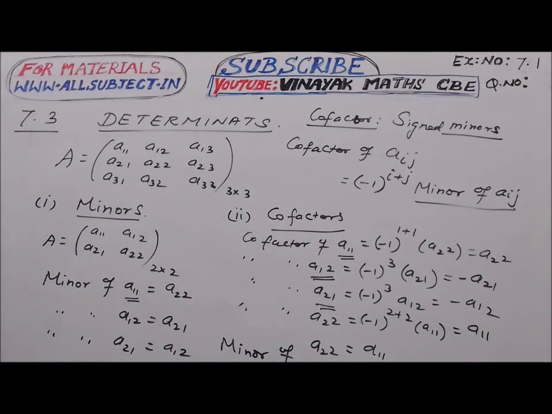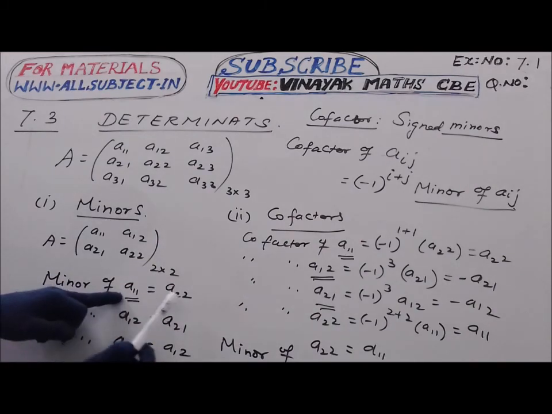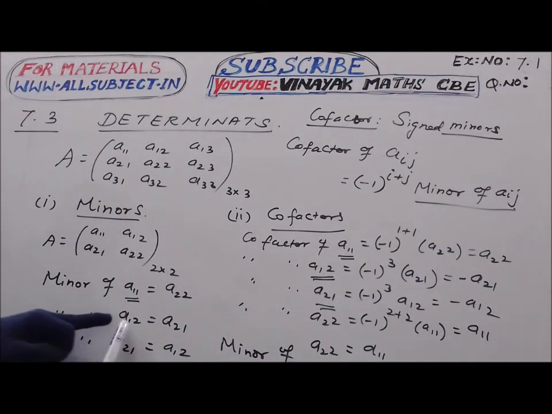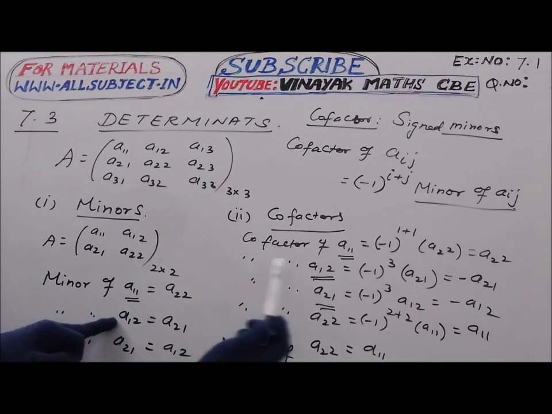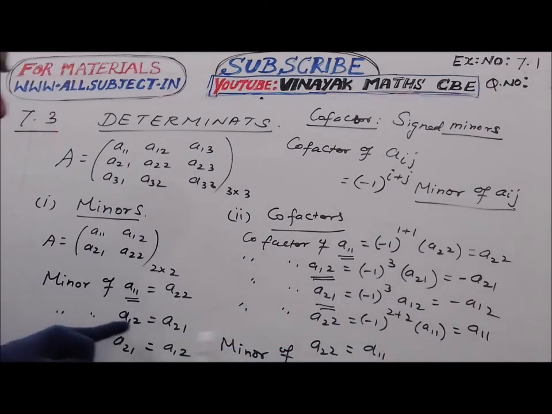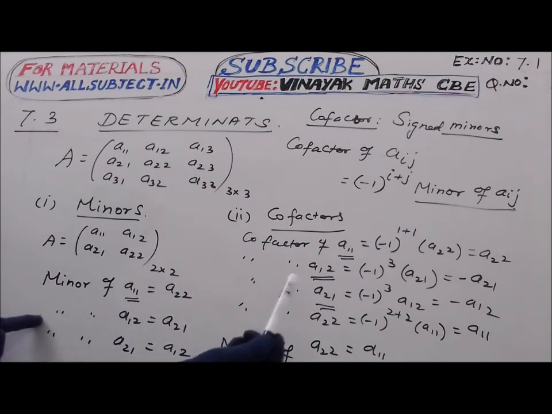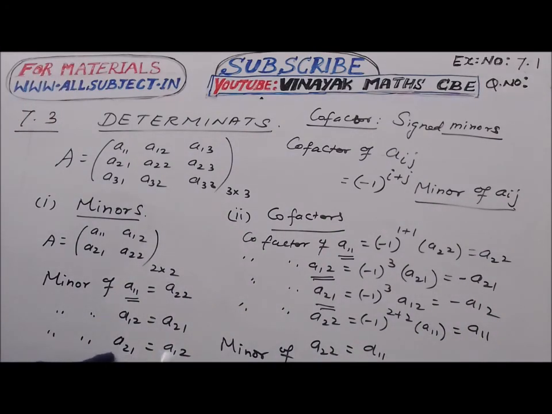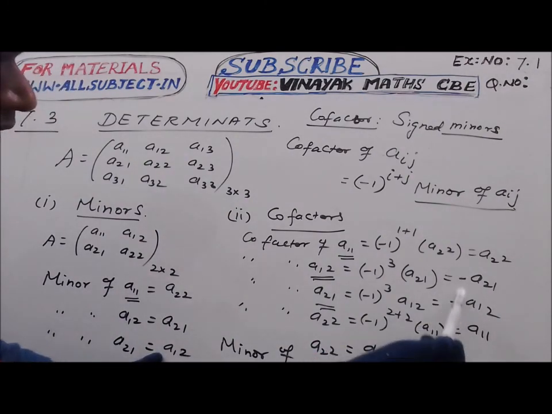Look at here. The minor and the cofactor values vary by sign. The minor of A11 is A22, and the cofactor of A11 is also A22. The minor of A12 is A21, but the cofactor of A12 is minus A21. For the same number, when we take the cofactor, its sign varies. The minor of A21 is A12, and the cofactor of A21 is minus A12. Here also there is a change in the sign.